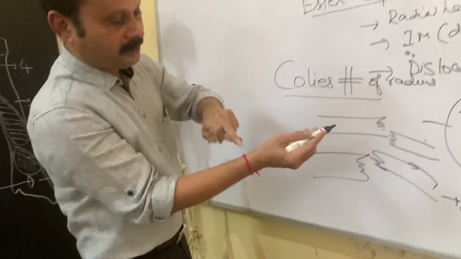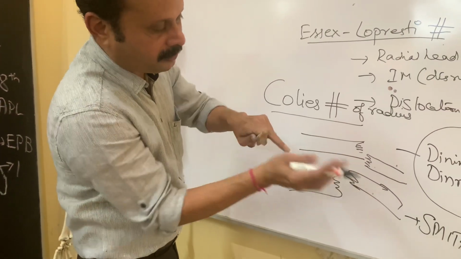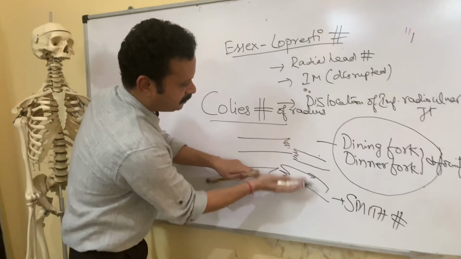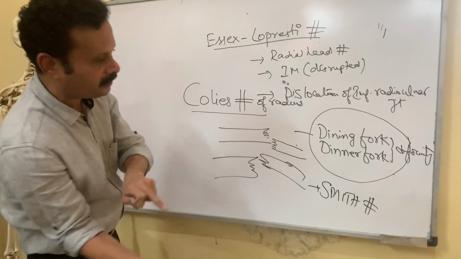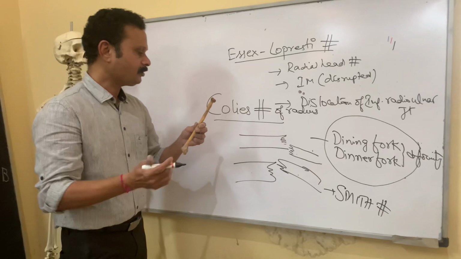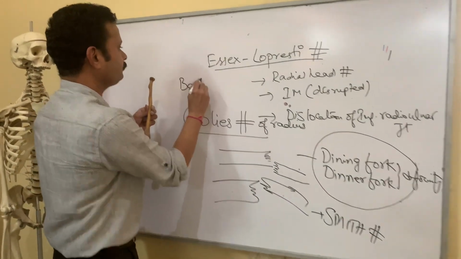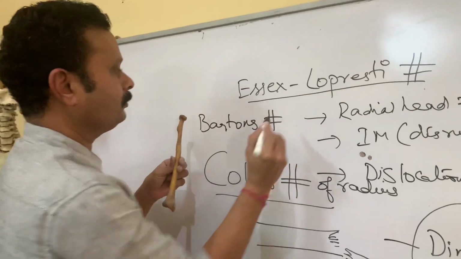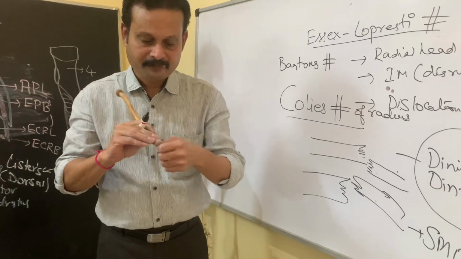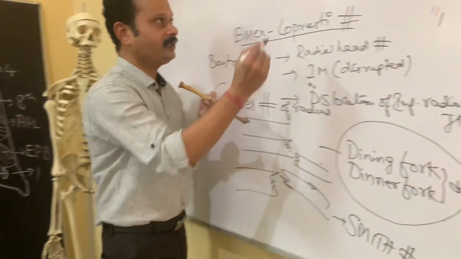Clear? So when there is a fall on the dorsum of the hand, the distal fractured segment is displaced forwards and upwards. Like this, it is displaced forwards and upwards. This is a view from the lateral aspect after the fracture. Okay. So not only this, we have Barton's fracture, which is an intra-articular fracture of the lower end of the radius, characterized by the dislocation of the inferior radioulnar joint.